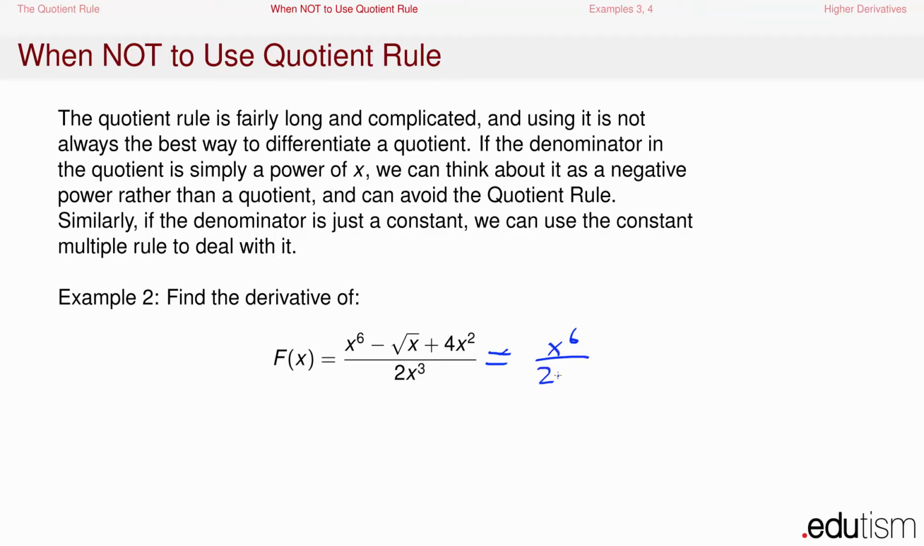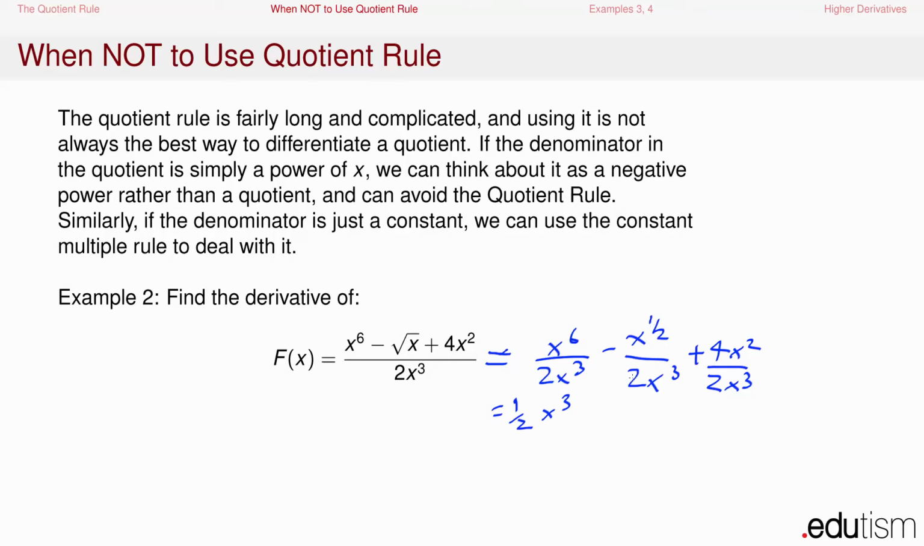We have x to the 6 over 2x cubed. We have square root of x, which is x to the 1/2, over 2x cubed. And we have 4x squared over 2x cubed. Then, x to the 6 divided by x cubed is x to the 3. 1 divided by 2 is 1/2. So we think about this as 1/2 x to the 3.